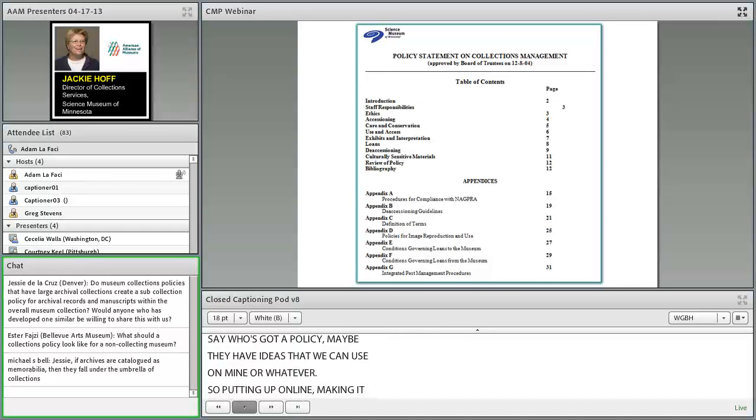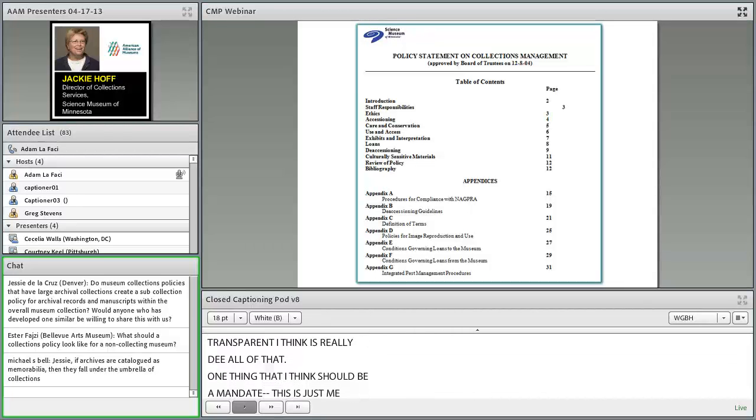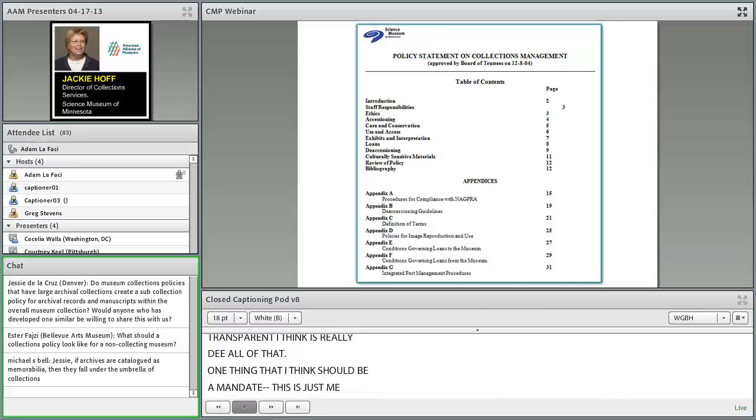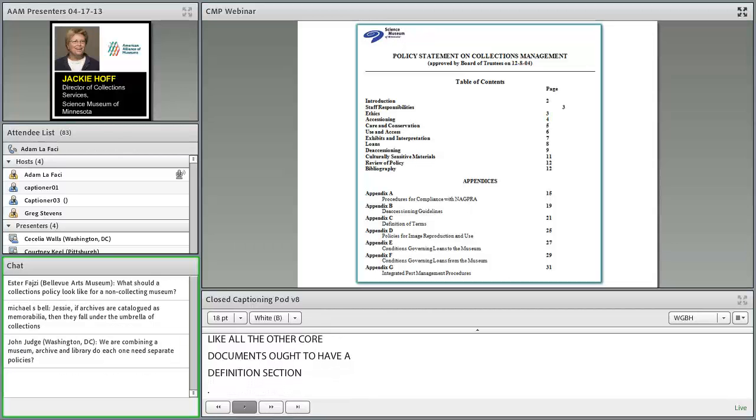One thing that I think should be a mandate, this is just me speaking, is that a policy, like all the other core documents, ought to have a definition section. I really think it's important that we all speak the same terminology. For whatever reason, we love A's and M's in our world. But we need to be consistent in our thought and our conversations, and sometimes people reading these documents might not have that same understanding. So whatever you use as your term, make sure you have a definition in the back so everybody is talking about the same thing at the same time.